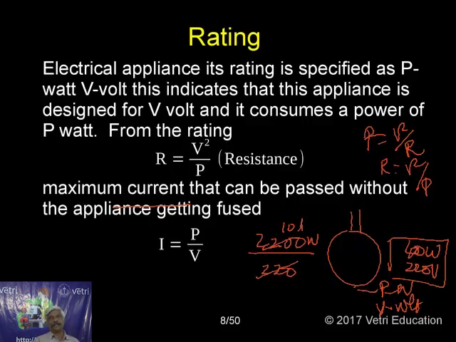Then what is the current? The maximum current that can flow through such an instrument is 10 ampere. So more than 10 ampere, what happens? The instrument gets damaged or fused.